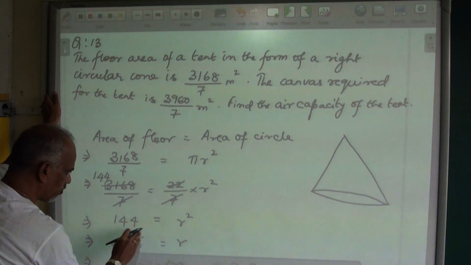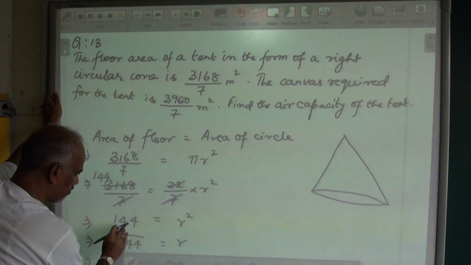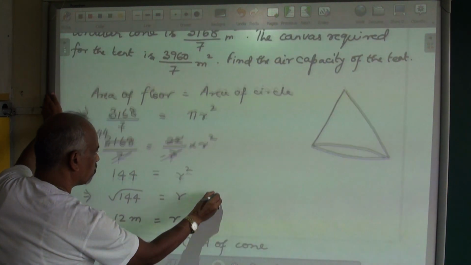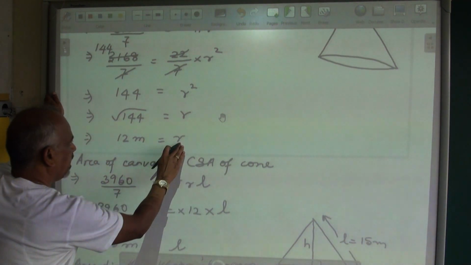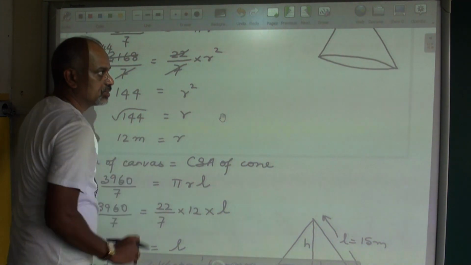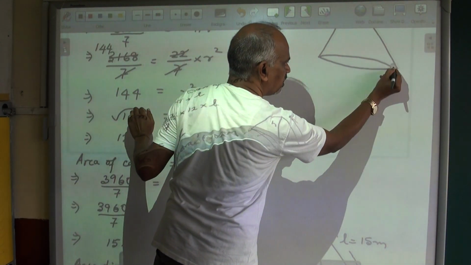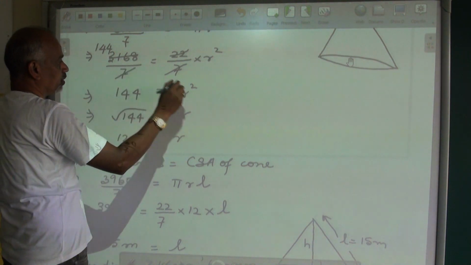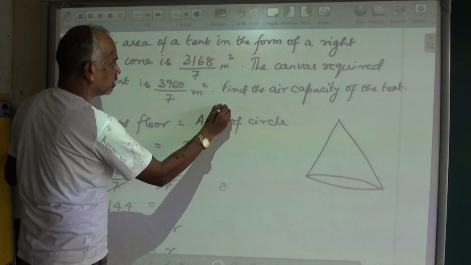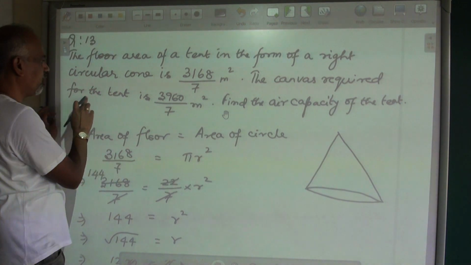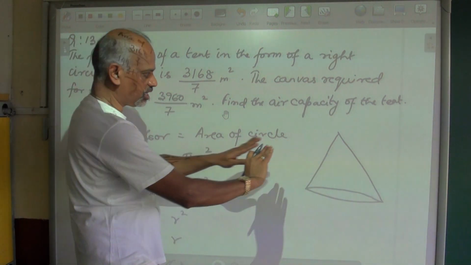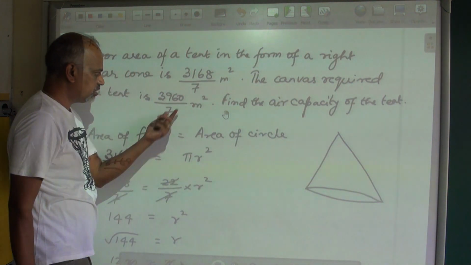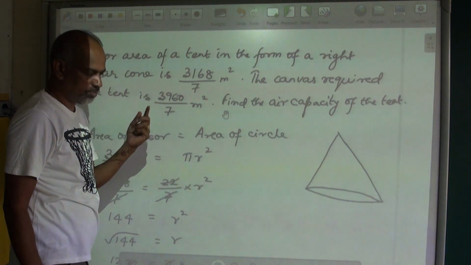r squared is 144. Which means if you have to find r, you have to find the square root of 144. Square root of 144 is 12. So radius becomes 12 meter. The radius from here to here is 12 meter. The second thing that is known is the canvas required for the tent. Canvas required, that is this portion, which is called the curved surface area, is 3960 by 7 meters square.